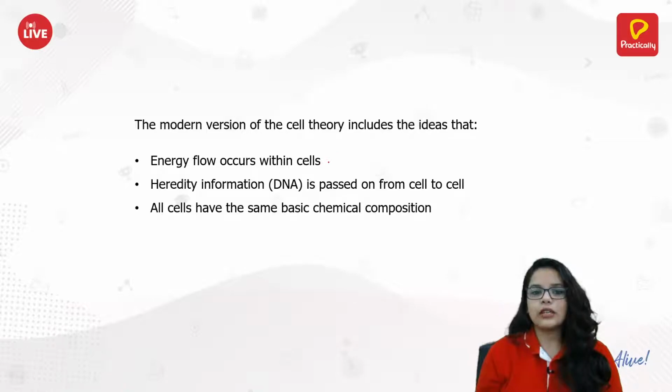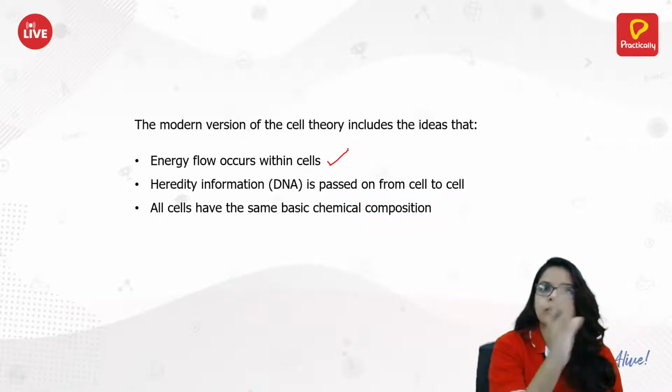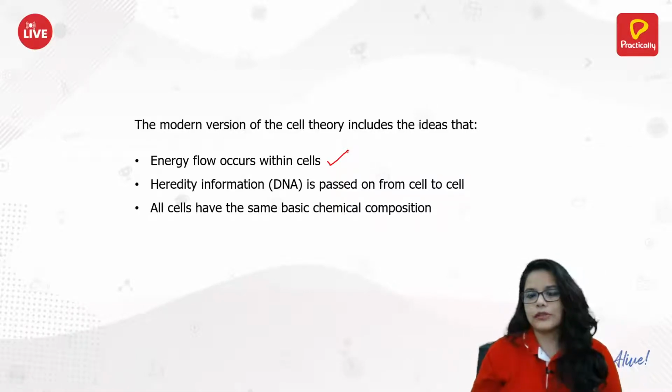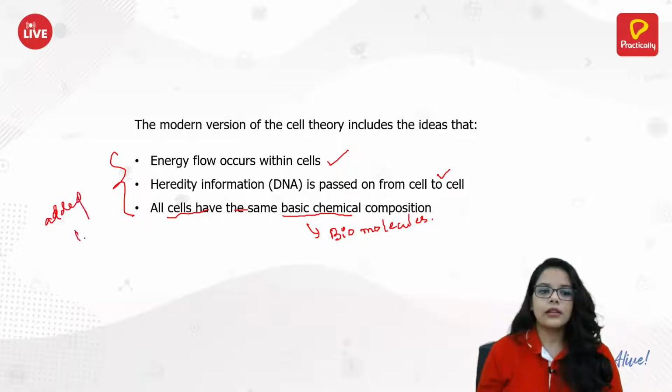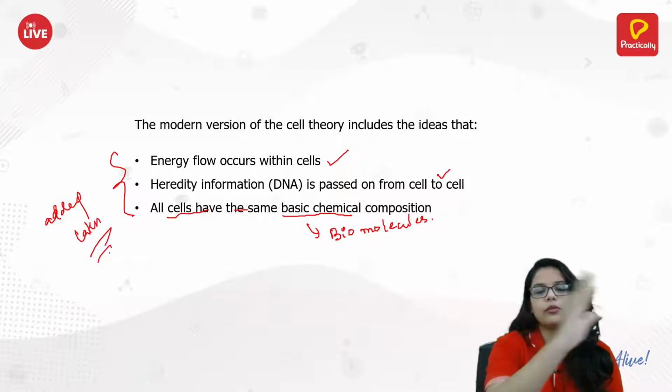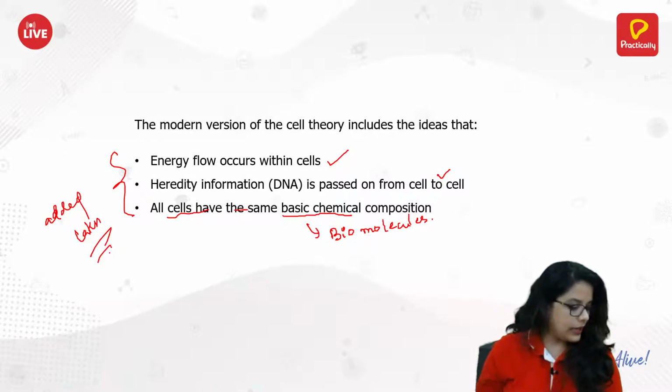Those 3 points are the original cell theory, and people have added their own things. The first is that energy flow occurs within cells. Second, hereditary information, that is DNA, is passed from cell to cell. Third, all cells have the same basic chemical composition: carbohydrates, proteins, lipids, etc. Those are the biomolecules. So these are the 3 points which were added later.